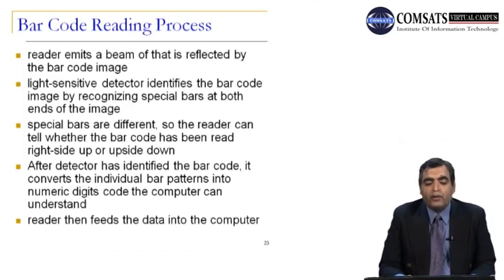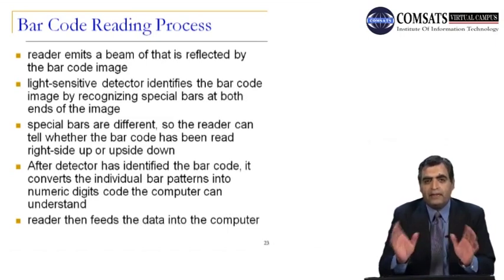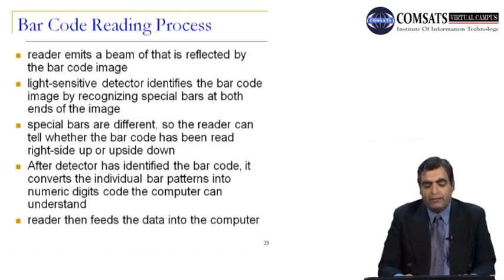Let's discuss the barcode reading process. The barcode reader emits a beam of light. Frequently, it is a laser beam. This beam is reflected by the barcode image. A light-sensitive detector identifies the barcode image by recognizing special bars of the image at both ends. It means that the image is recognized at both ends. The light has to be there. The special bars are different. So the barcode reader can tell whether the barcode has been read right side up or upside down.